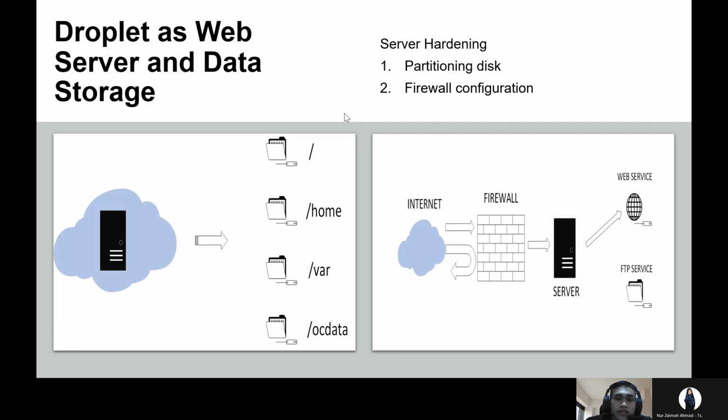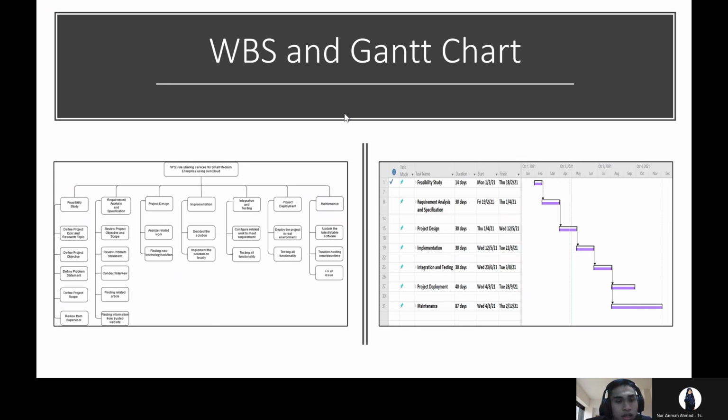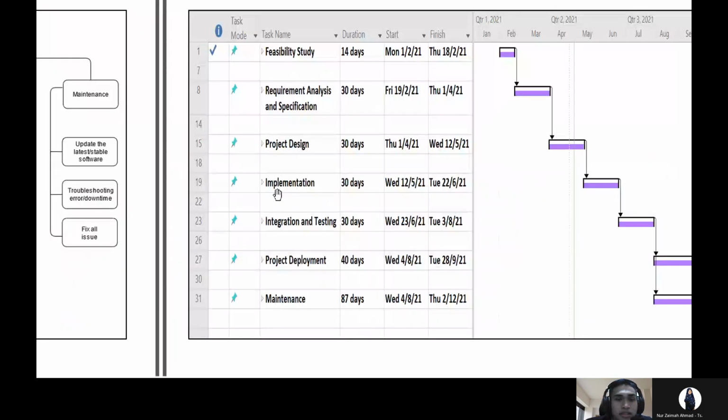So this is the Gantt chart and WBS. Basically, I'm at the implementation phase and now ready to go to the project deployment, which is to deploy the on-cloud to the real server.